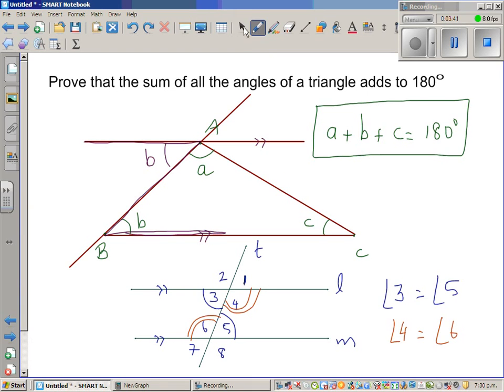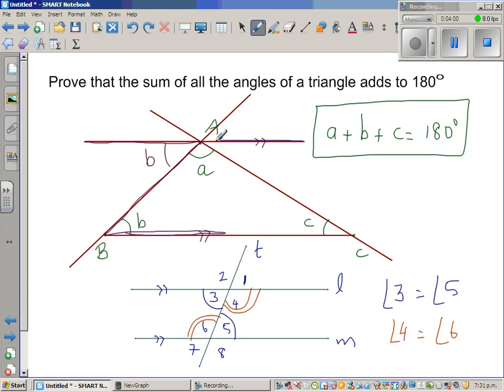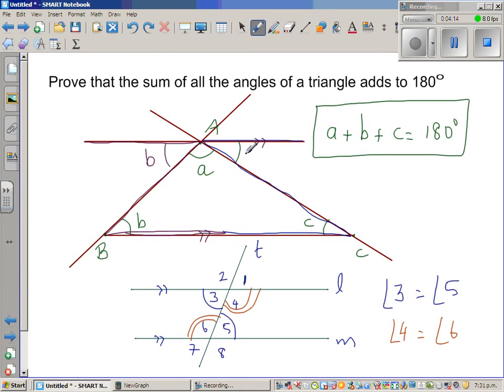In the same way, if we treat this as a transversal, this is another Z. I hope you can see this mirror-like looking Z. Can you see a Z angle here? So this is the Z angle. If this is C, I'm not color coding exactly, this will also be C.